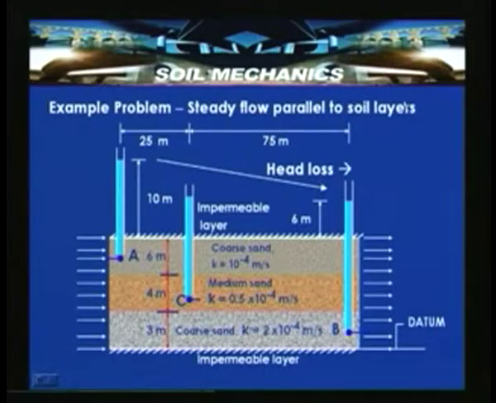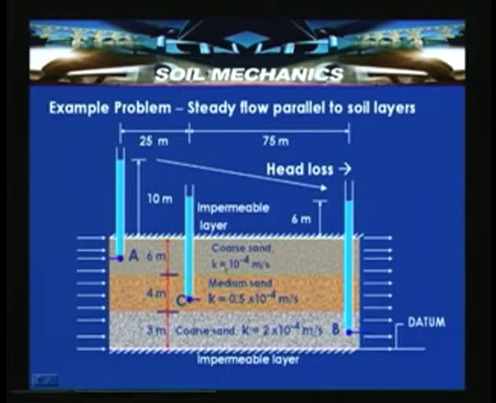In this slide, a steady flow parallel to soil layers example was considered. Here you see there are three types of soil layers placed between two impermeable layers, one impermeable layer at the top and one at the bottom. If these conditions are there, the flow occurs parallel to the stratification. So, here there are three types of sands.